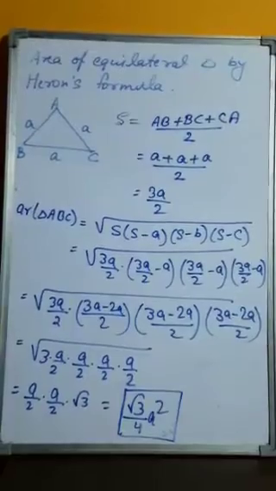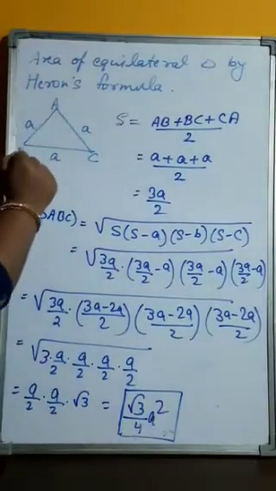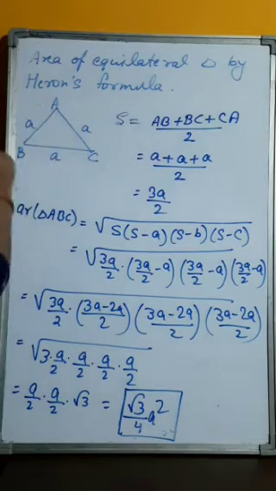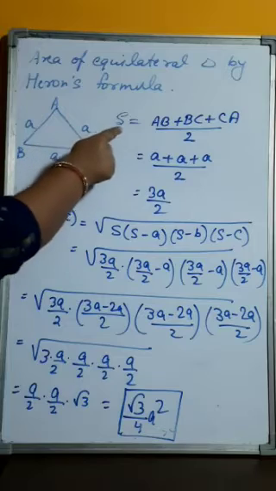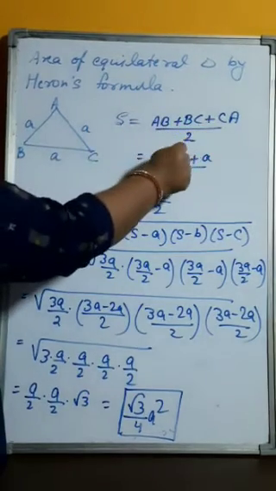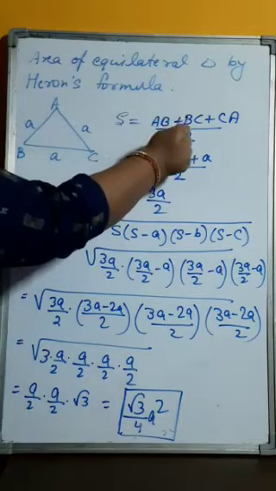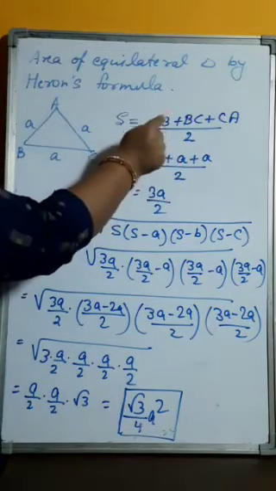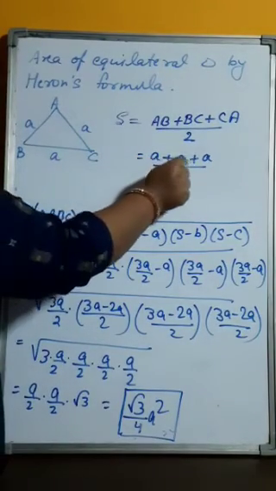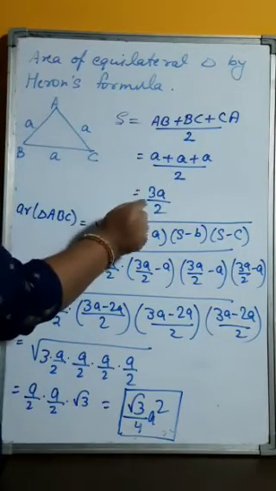Now students, we will see how to find the area of an equilateral triangle by Heron's formula. You can see here a triangle ABC is given, whose each side is a units. First we will calculate its semi-perimeter. Semi-perimeter is the sum of the sides divided by 2. AB plus BC plus CA by 2. AB, BC, CA all are a units. So it will be a plus a plus a by 2, means 3a by 2.